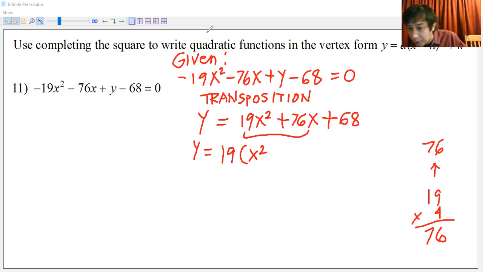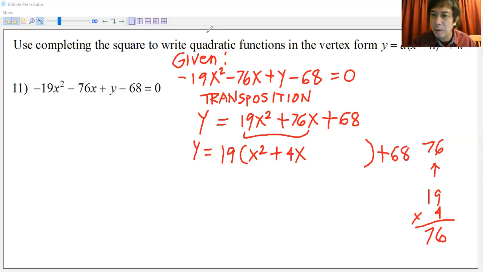Yeah, I'm doing a multiplication there. 4 times 9, 36, carry 3. 4 times 1, 4. 4 plus 3, 7, so 76. Okay. So if we move out the 19, we still have a 4x there. Now we are not going to include the 68, so it will be outside the grouping symbol, and we put a fence there. All right, like that.